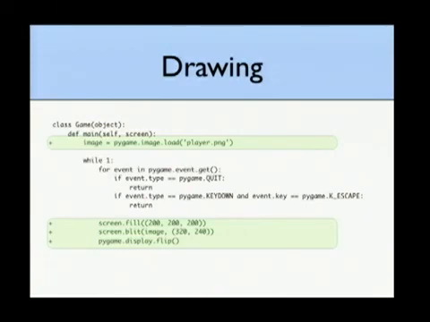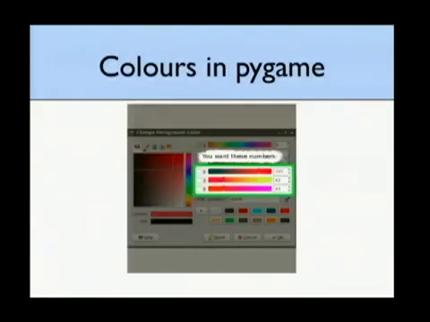Okay, so colours. The colour there is specified as 200, 200, 200, which is red, green, and blue. The colours in PyGame are specified red, green, and blue, and the values range from 0, which is dark, to 255, which is full colour. You can get those colour values from pretty much most drawing programs. Eventually, you'll just kind of remember a bunch of useful ones.